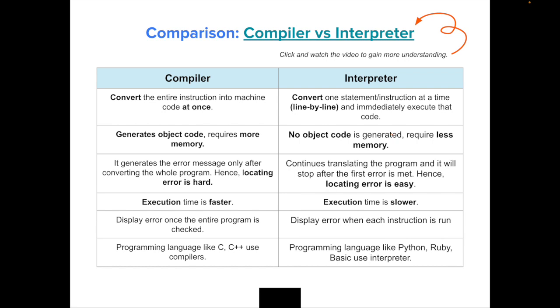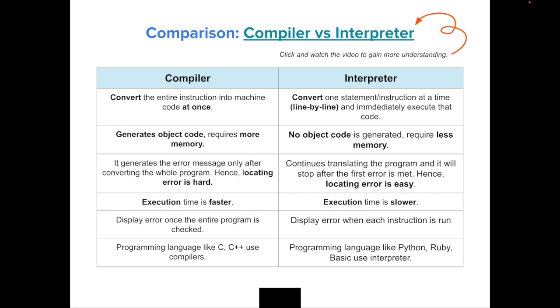Okay, point yang ketiga, compiler they generate error message only after converting the whole program. Hence, locating error is hard. Disebabkan dia dah produce terus, ambil satu program ni, dia dah convert the whole program kan, dia tak buat line by line, maka bila you dapat satu hasil tu, terus dah ada error banyak. So, bila you nak trace balik error ni dari line mana, kat mana, sangat susah.